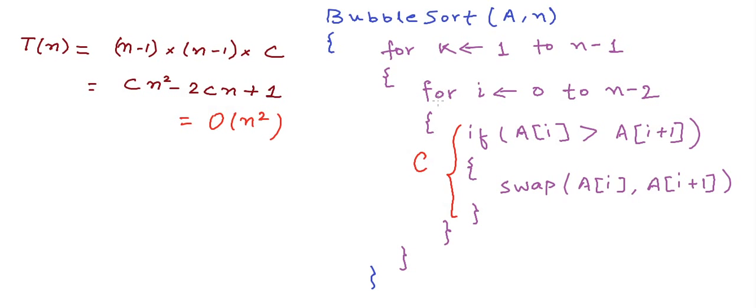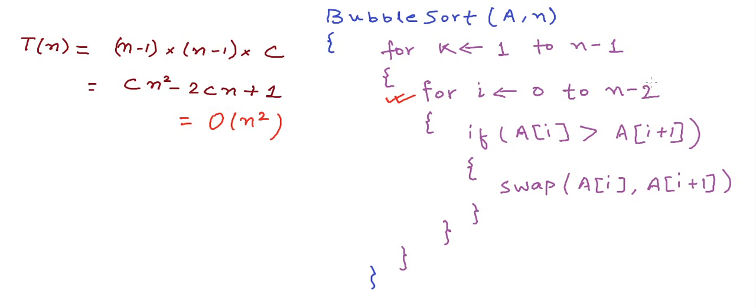Big O of n square is not the best running time for a sorting algorithm. In fact, this running time is bad. Bubble sort is a slow sorting algorithm. It's as good as selection sort, but both bubble sort and selection sort are slow sorting algorithms. We can do a couple of things in this algorithm to improve the time complexity, at least for some scenarios. The first thing that we can do is we need not run this second loop all the way till n minus 2 all the time.